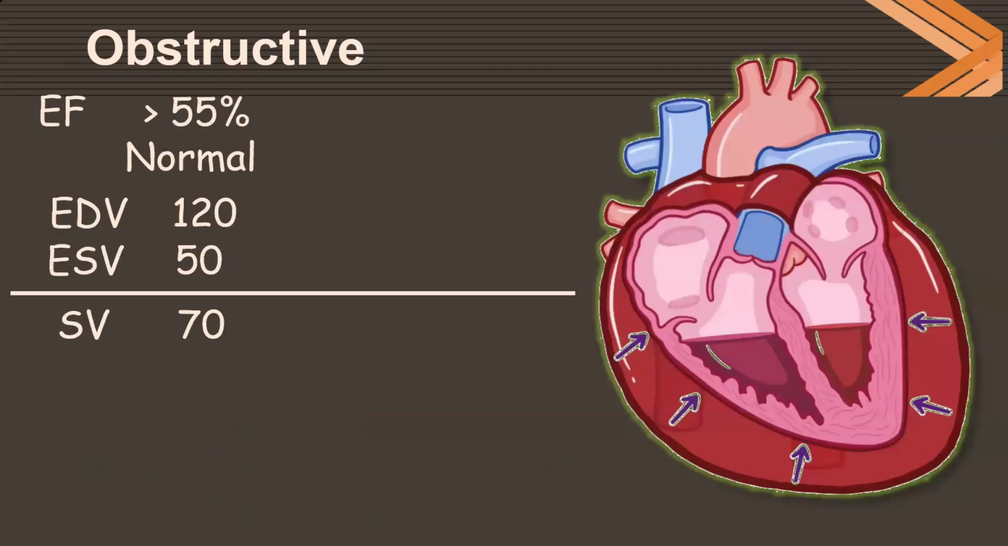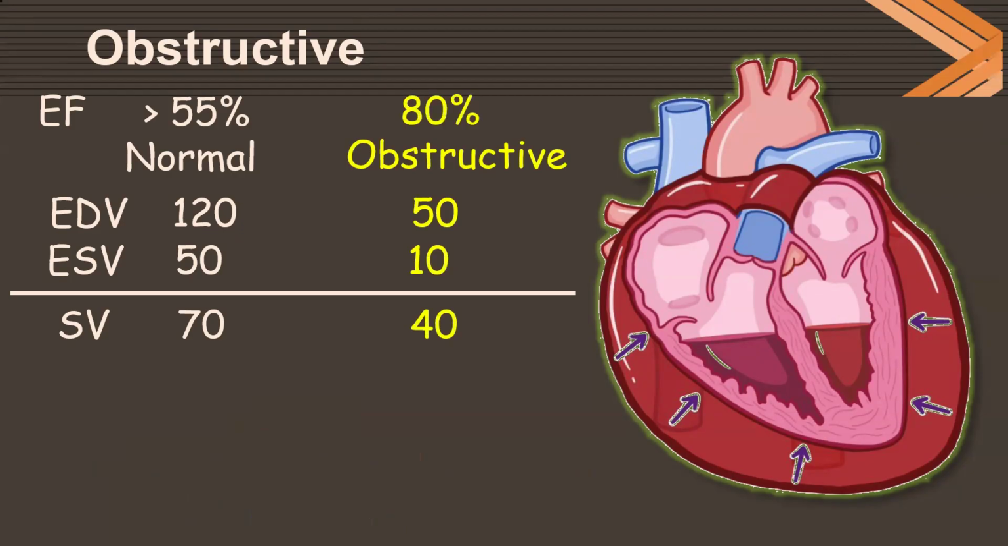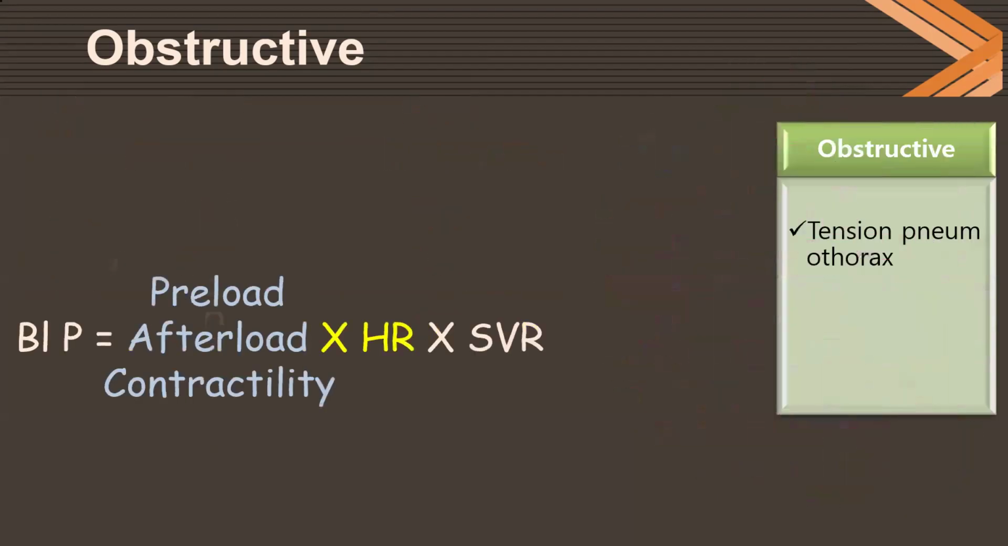For example, this is the normal number examples that we had in the beginning of the talk, and in obstructive shock like tamponade, we will note that the end diastolic volume is low, the end systolic volume is very low, and the stroke volume is still lower than the normal, despite the exaggeration in ejection fraction caused by the endogenous catecholamines. The next is tension pneumothorax.